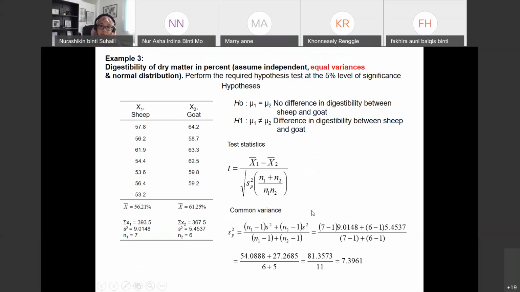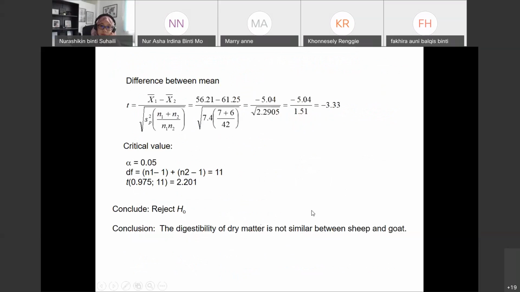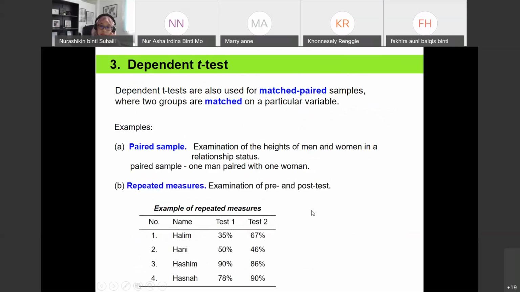So I'll go directly to the next topic: the dependent t-test. Just now it was independent samples, or the independent t-test, because the samples are independent. But now we are focusing on dependent samples, when the two samples are associated with each other. So what kind of examples of samples are there?